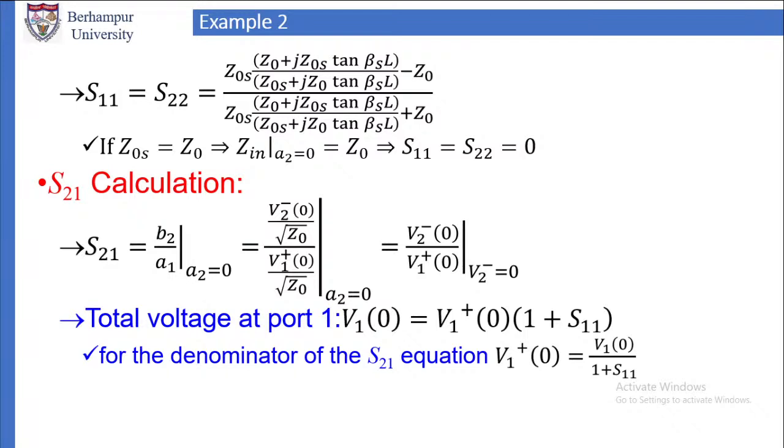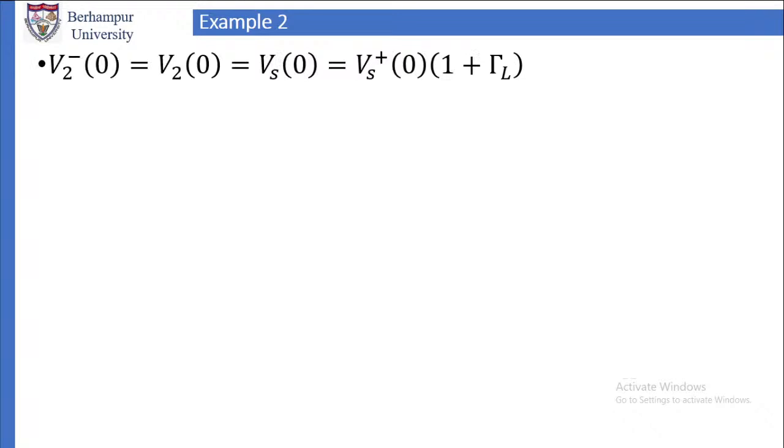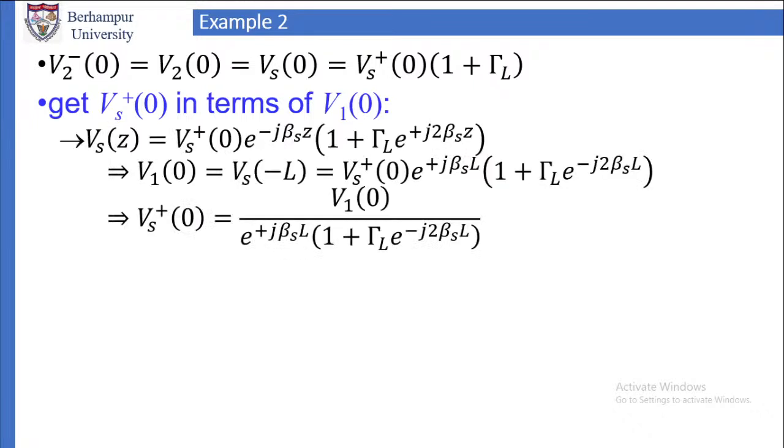So for the denominator we have got the expression. Then we have to get the expression for the numerator. V2 minus is equal to V2 0, that is Vs, which is equal to Vs plus into 1 plus gamma L. It is again the same principle, so I am not going to explain it once more, because Vs is equal to Vs plus plus Vs minus. Take Vs plus common, then that will give you Vs plus into 1 plus Vs minus by Vs plus, which is gamma L. So V2 is equal to Vs plus into 1 plus gamma L. Now you have to get what is Vs plus in terms of V1 0. So that is what we have to do.